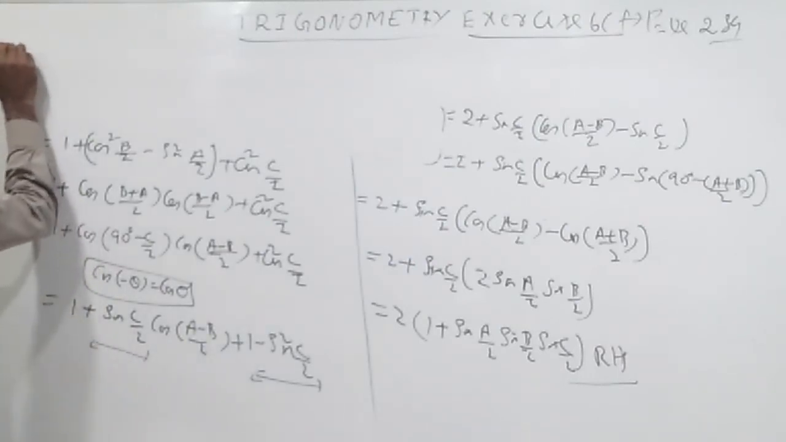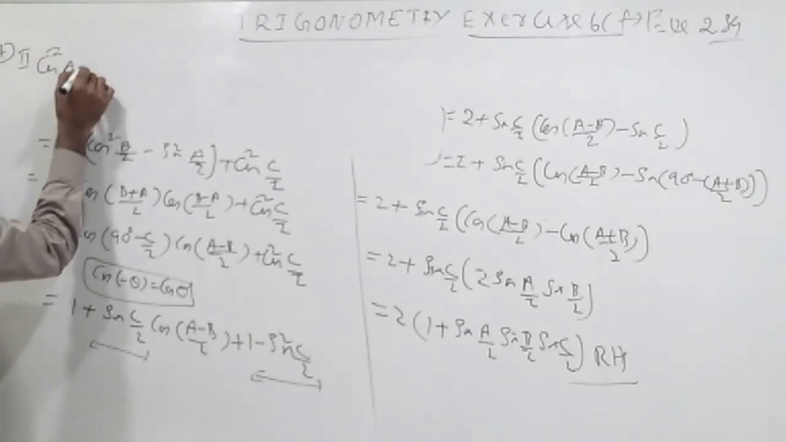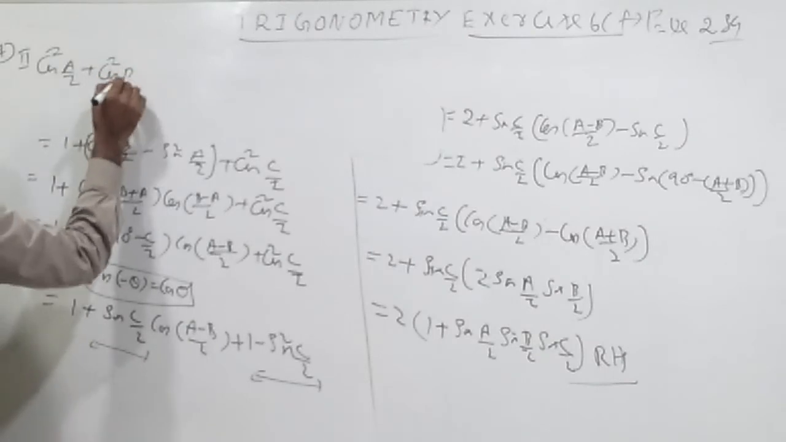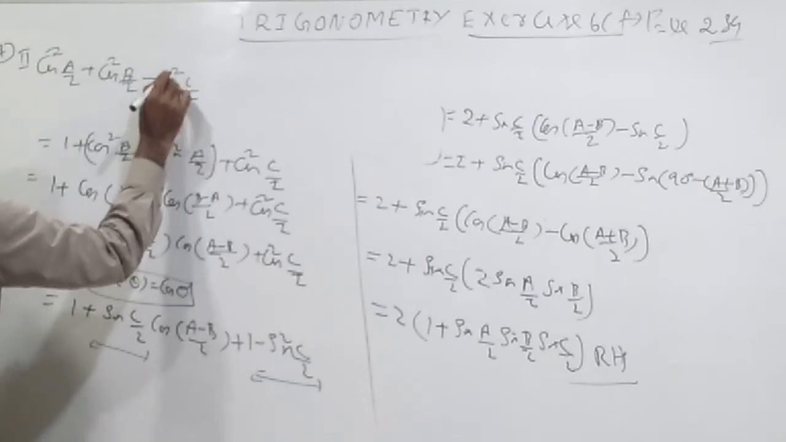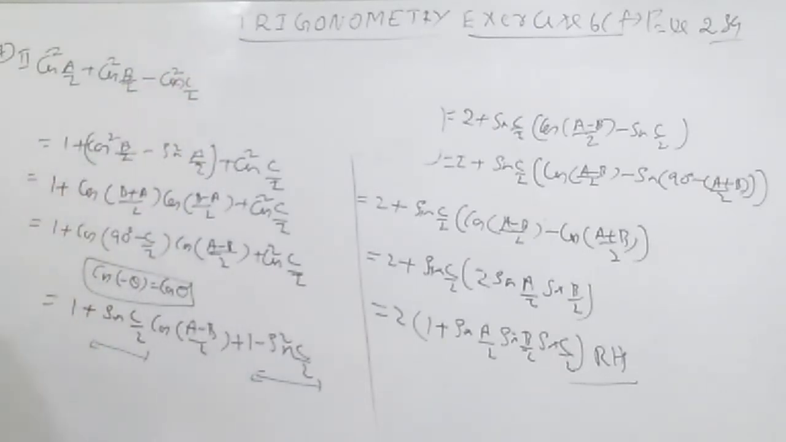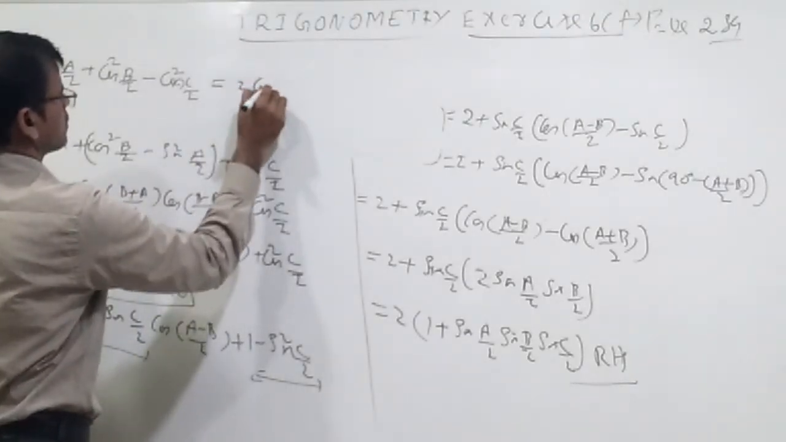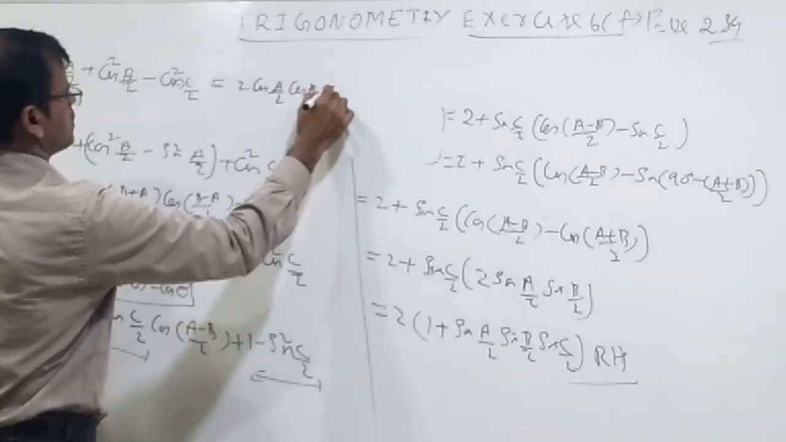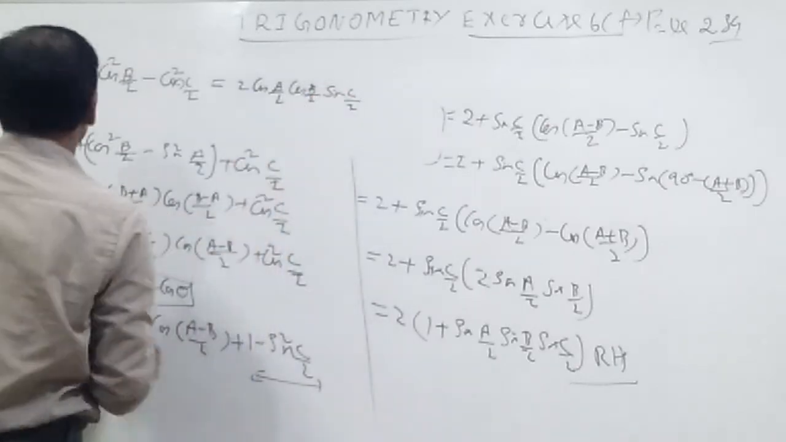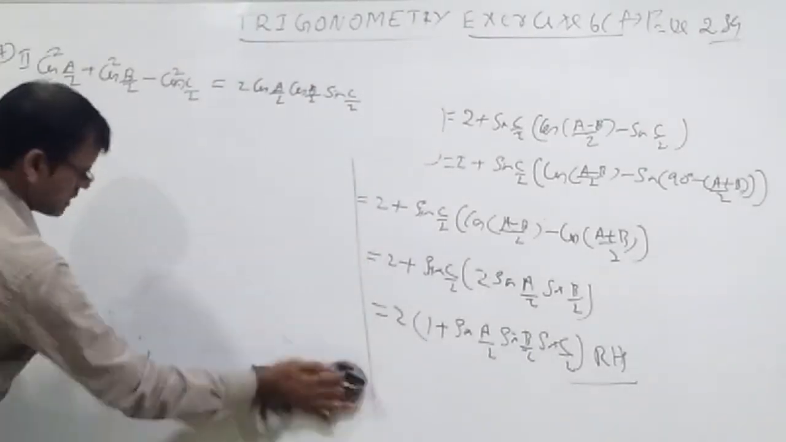First one, second. cos² A/2 + cos² B/2 − cos² C/2, taken with cos² A/2 + cos² B/2 − cos² C/2, is equal to 2 cos A/2 cos B/2 sin C/2.